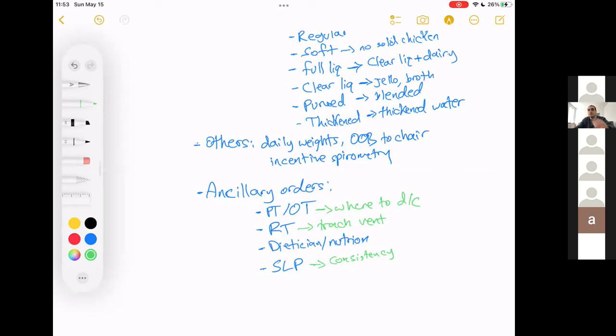If they need physical therapy, they will get it done during their hospitalization? No. If they need physical therapy, physical therapy takes time. So what's going to happen is that the physical therapist is going to recommend that the patient be discharged to an acute rehab facility or a skilled nursing facility.